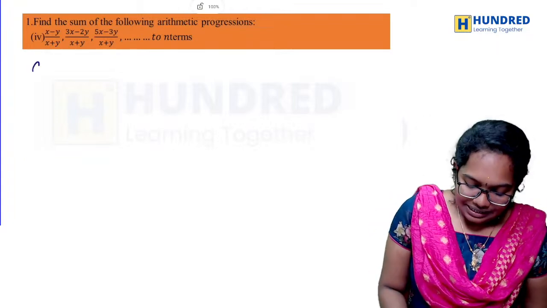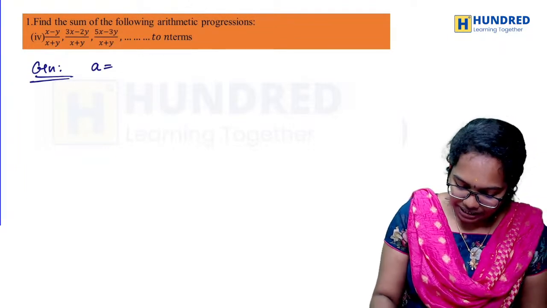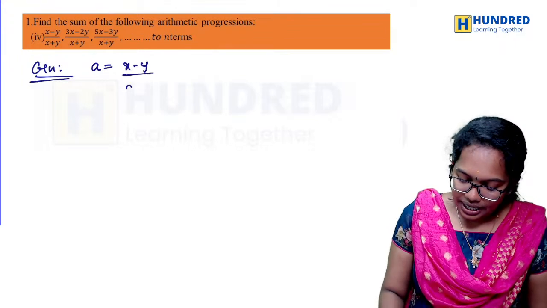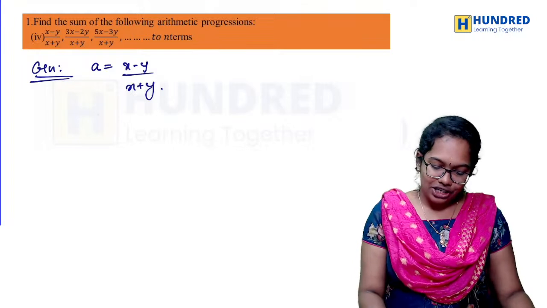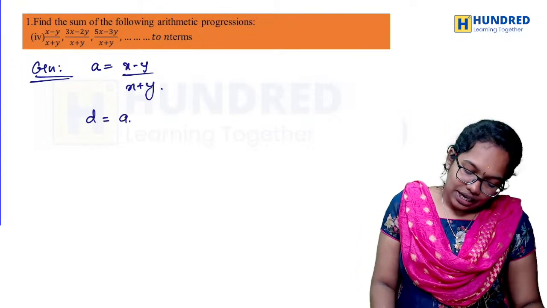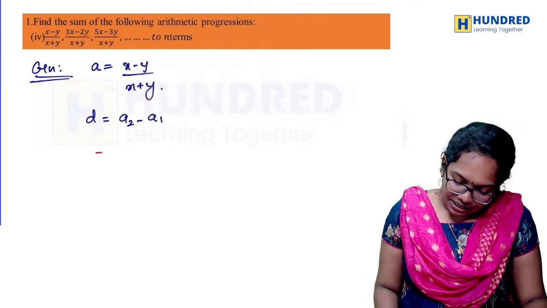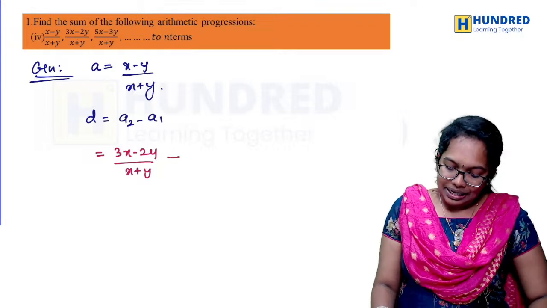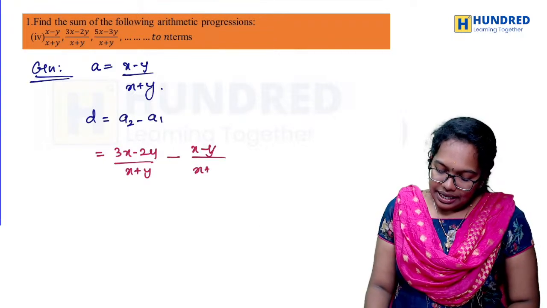So let's start with the given things. What is given? A, the first term, is nothing but (x − y)/(x + y). Then what is the common difference? d = a2 − a1. a2 is (3x − 2y)/(x + y), minus a1, which is (x − y)/(x + y).